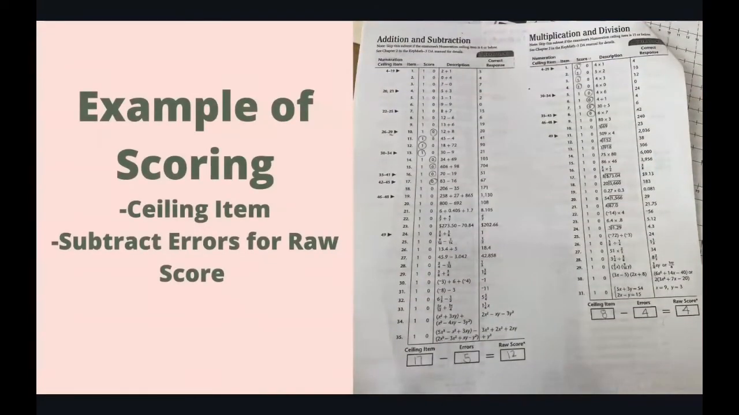So this is an example of the scoring. I found the ceiling item, which was found after she answered questions incorrectly 4 times. And then I subtracted her total errors to find the raw score. So this is her raw score for addition and subtraction and multiplication and division.